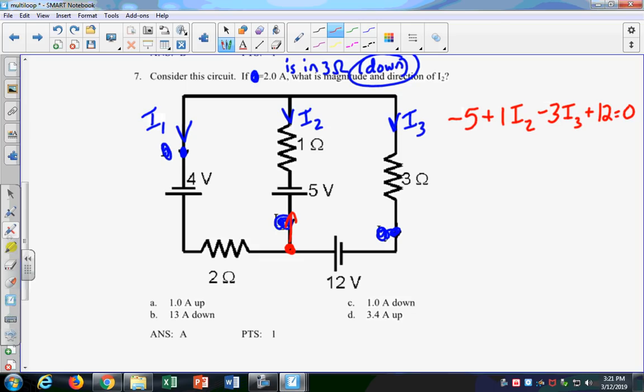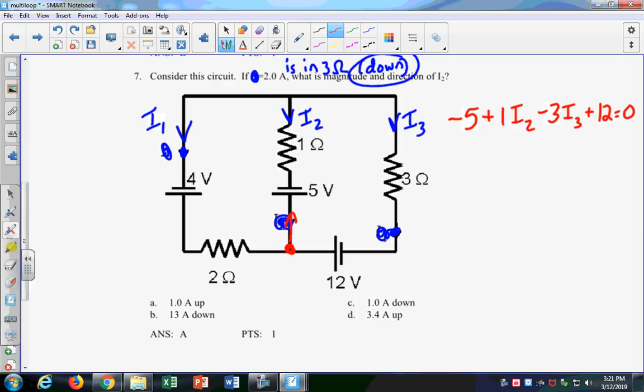And that's equal to 0. That's the loop rule. It's an application of the loop rule. Remember our rules: when I'm traveling from high to low potential, I get a negative change in potential. When I'm traveling against the current, I get a positive change in potential. When I'm going with the current, I get a negative change in potential. And when I'm going from low to high potential, I get a positive change in potential for that battery.